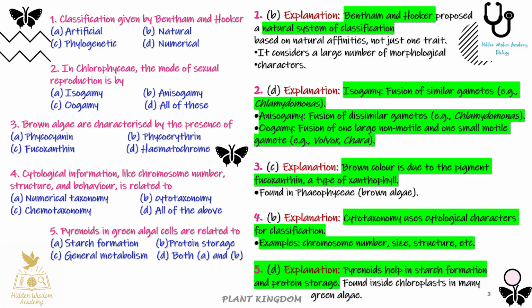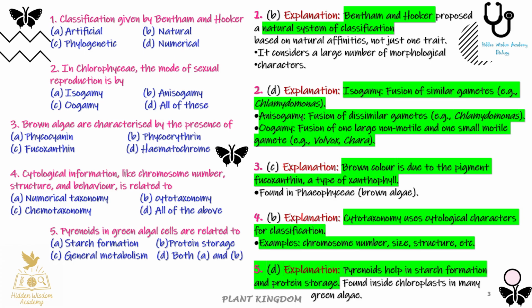Question 4. Cytological information, like chromosome number, structure, and behavior, is related to Option A, numerical taxonomy. Option B, cytotaxonomy. Option C, chemotaxonomy. Option D, all of the above. Explanation: cytotaxonomy uses cytological characters for classification. Examples: chromosome number, size, structure, etc. So, option B is the correct answer.